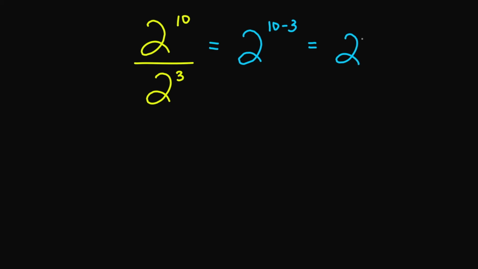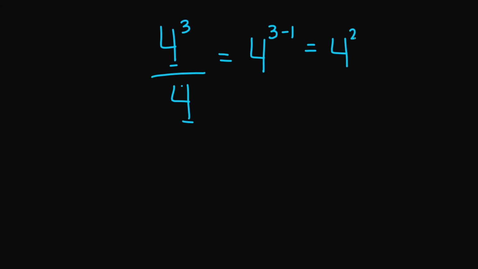What if you had 2 to the 10 over 2 to the 3rd? I'm dividing with the same base so I can subtract my exponents. So this is going to equal 2 to the 10 minus 3. So you're going to get 2 to the 7th power, which equals 128.